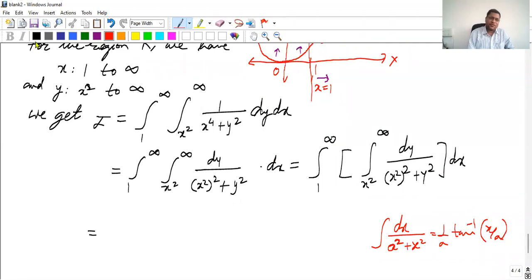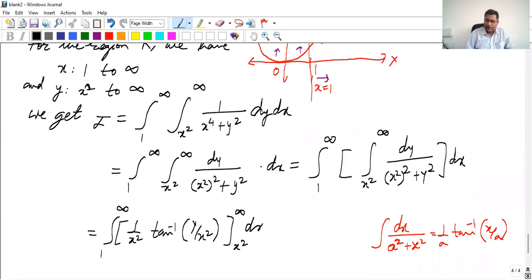Okay, so here what is x? x is going to be y actually, and what is a? a is going to be x square. So we have the integration from 1 to infinity of 1 by x square, and this is going to be tan inverse of y by x square, and then the limit is x square to infinity, dx.